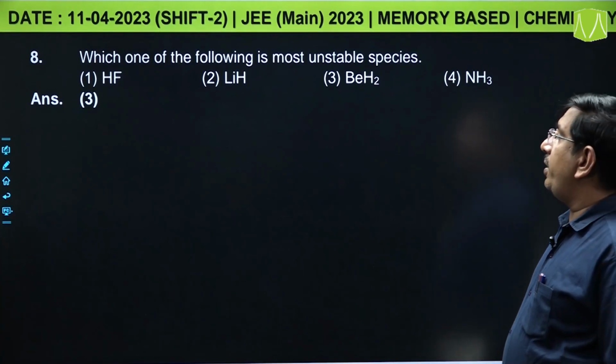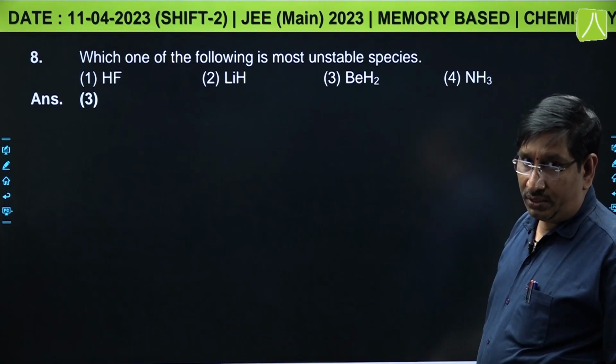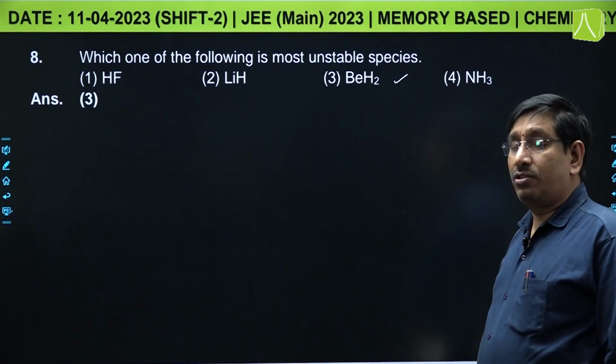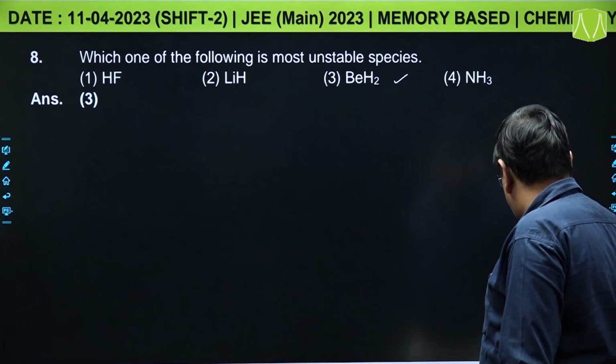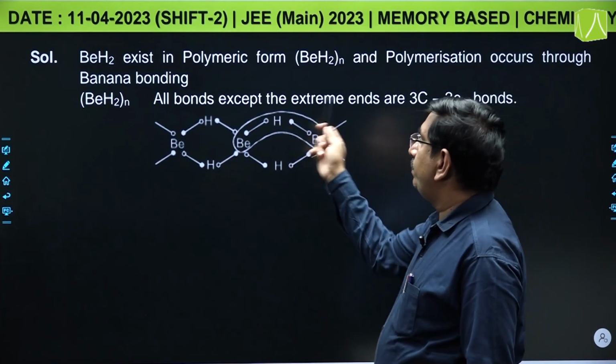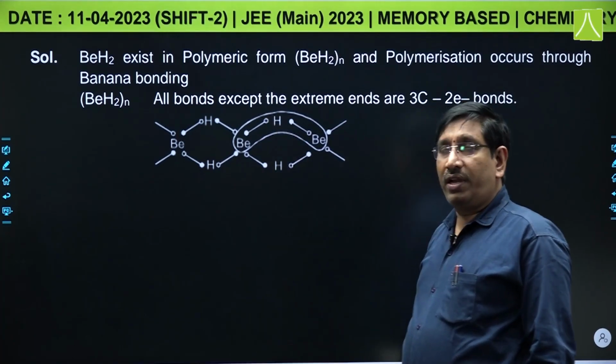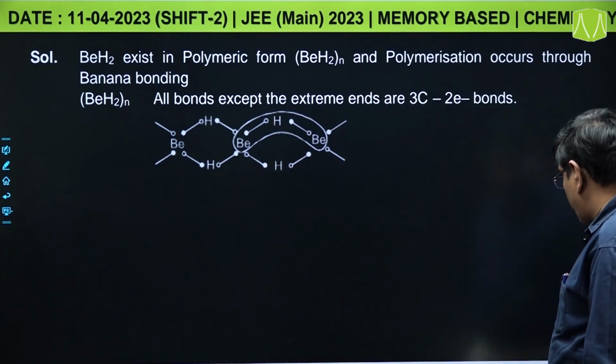Which one of the following is the most unstable species? Beryllium hydride does not exist as a monomer; it polymerizes by 3-centered 2-electron bonding. So the unstable one among the given options is beryllium hydride only.